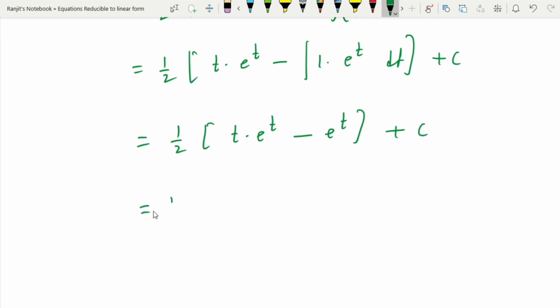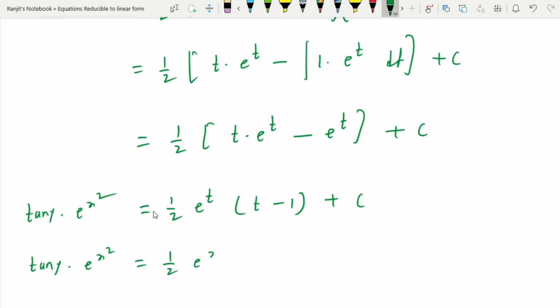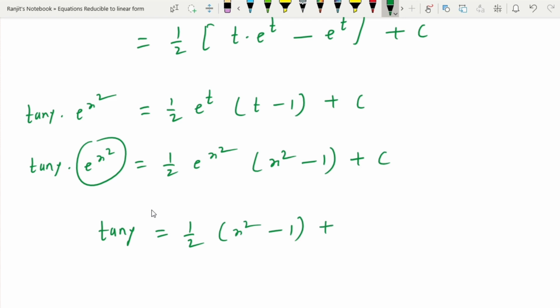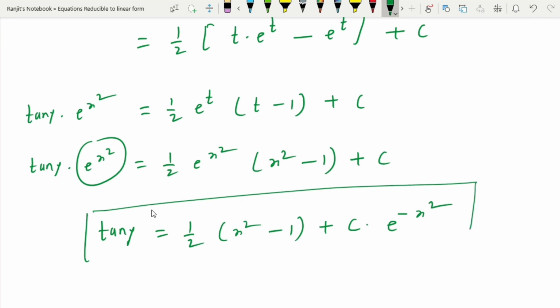Here e to the power t is common, so t minus 1 plus c. Now t is x square, so the answer is half e to the power x square times x square minus 1 plus c. Now dividing by e to the power x square, tan y is equal to half x square minus 1 plus c times e to the power minus x square, which is the required solution of the given problem.